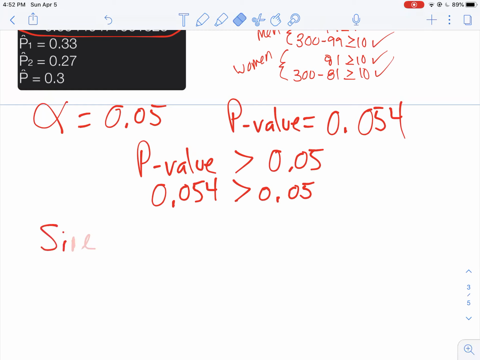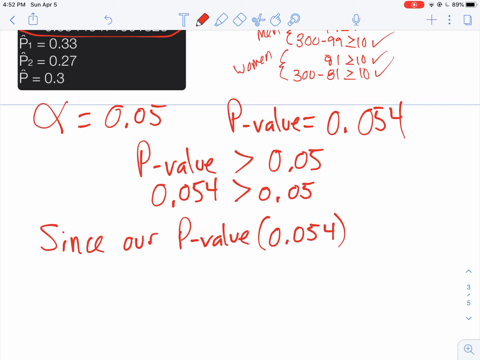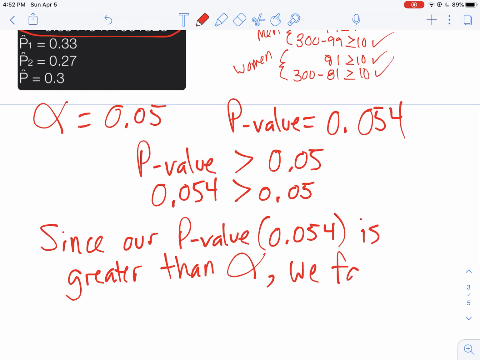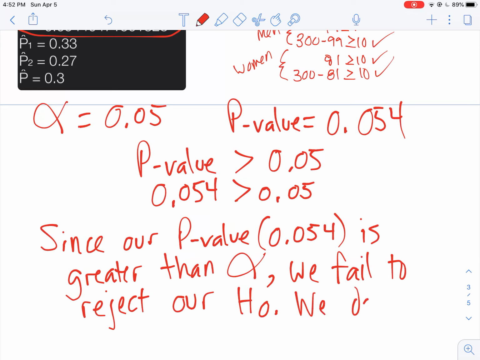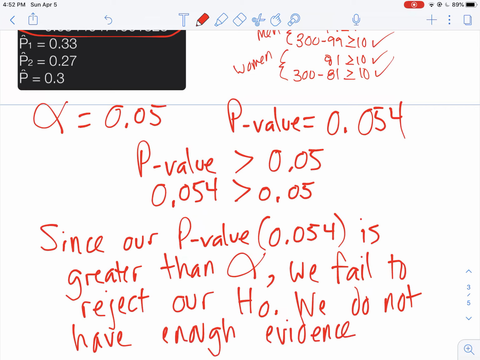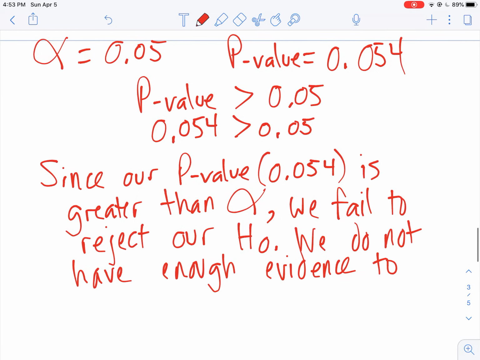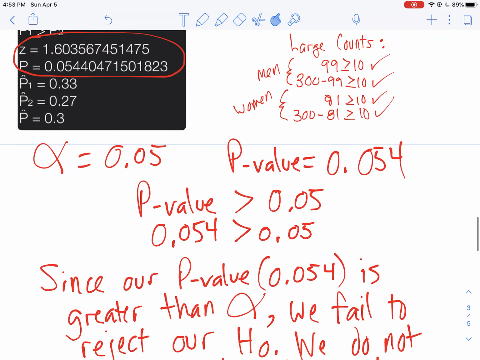So since, whoops, that looks awful. Let me fix that. P-value 0.054. Again, it's really close, but it's not quite there. Is greater than. We fail to reject our null. We do not have enough evidence to prove. Now, before I jump to this, I'm going to go back up to my null and alternate here.